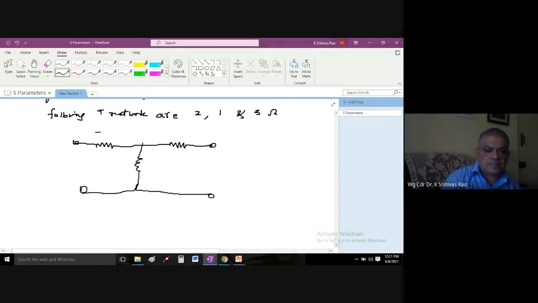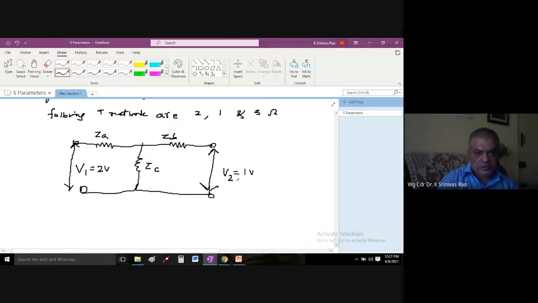This is ZA, ZB, and ZC. To confuse you, they will give you some voltage also here, which is not required, but they will give you some voltage here and some voltage here at the V2 output. They will give you the voltage values, that is 2 volts and 1 volt. Now find out the Z parameters. With this, you have to find the Z parameters. Now please apply whatever formulas I have given and try to find out.